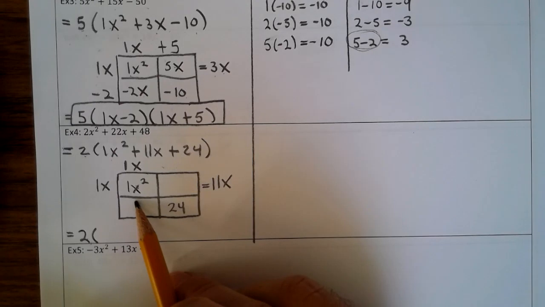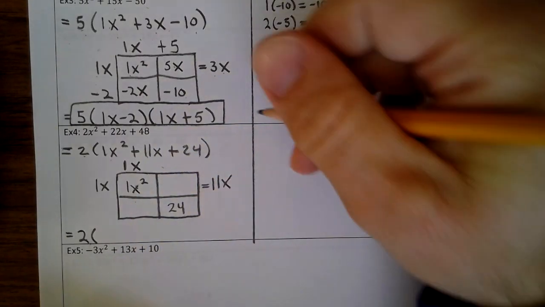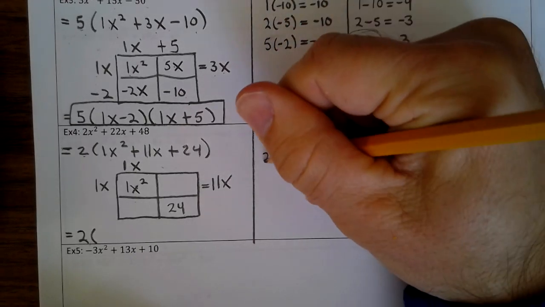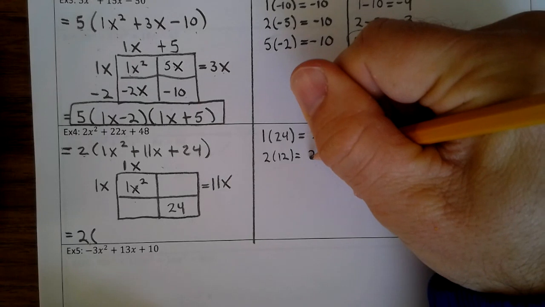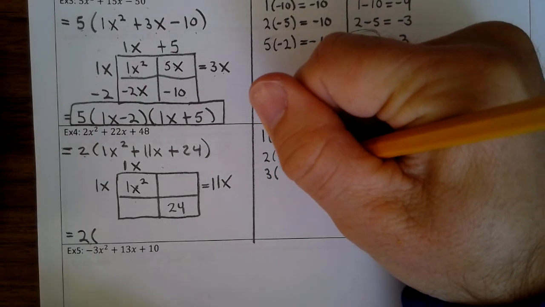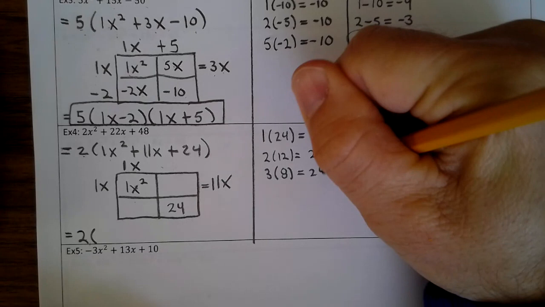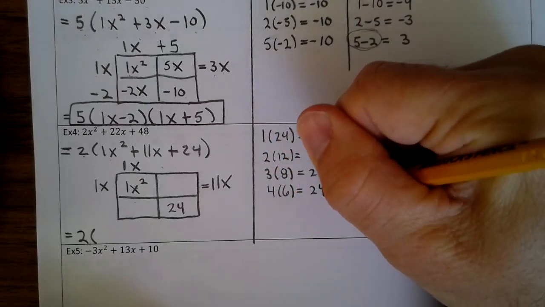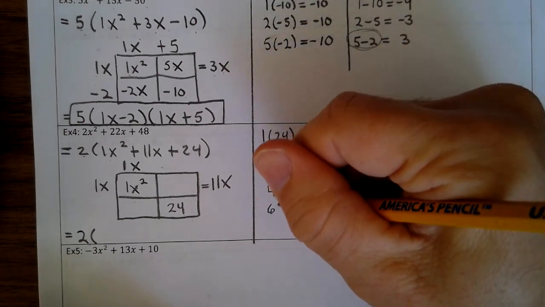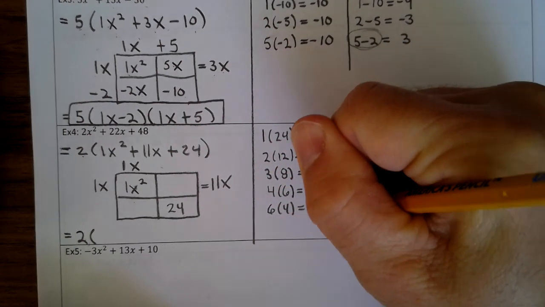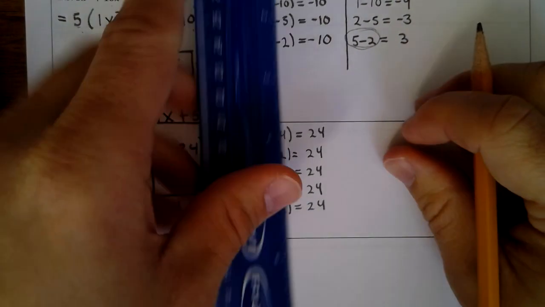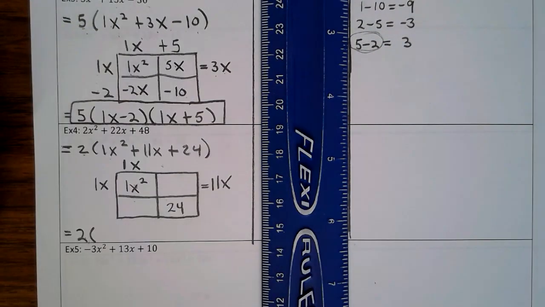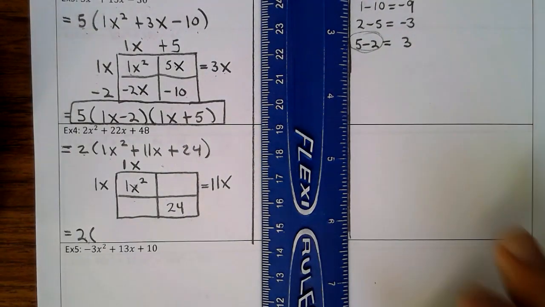So 1 times 24 equals 24, 2 times 12 equals 24, 3 times 8 is 24, 4 times 6 is 24, 5 doesn't work, 6 times 4 is 24. Now, we're looking to find one of these combinations to make positive 11.